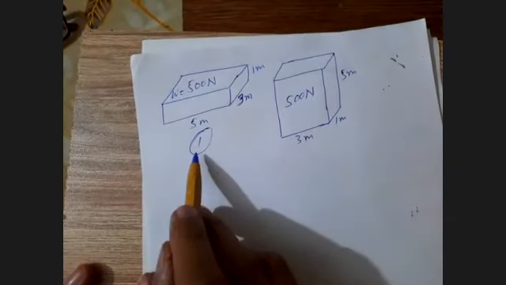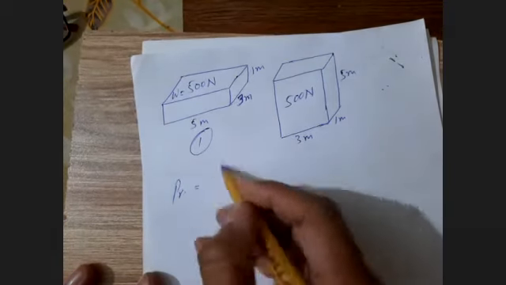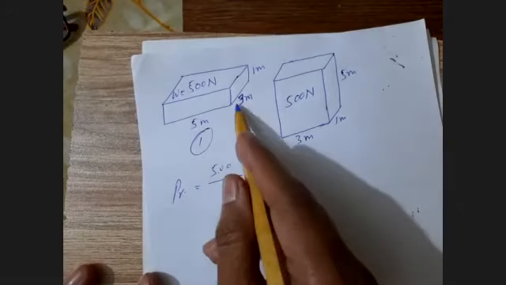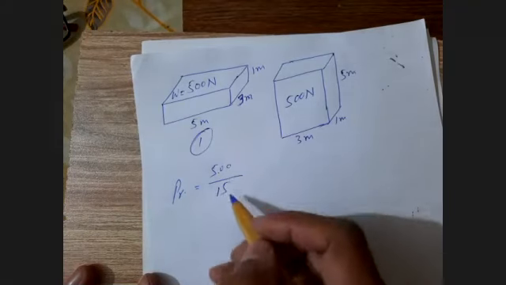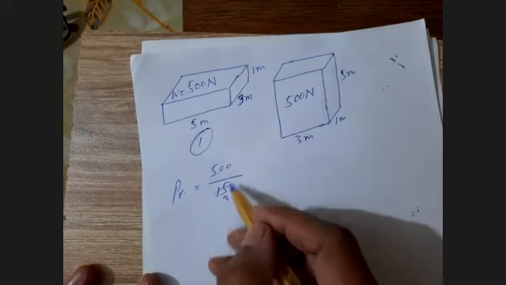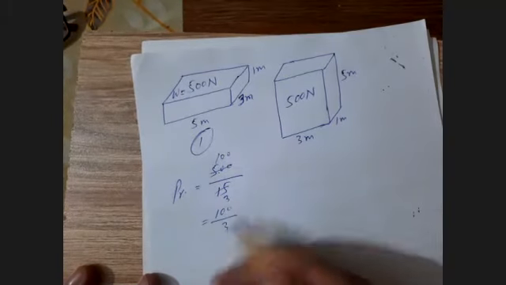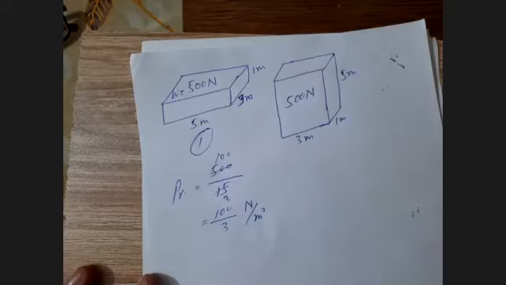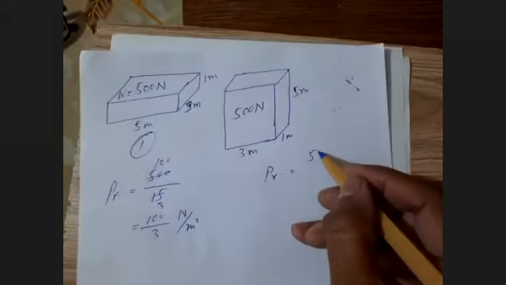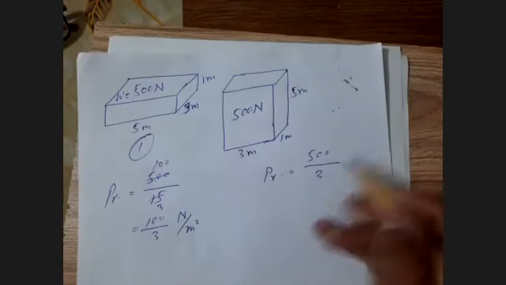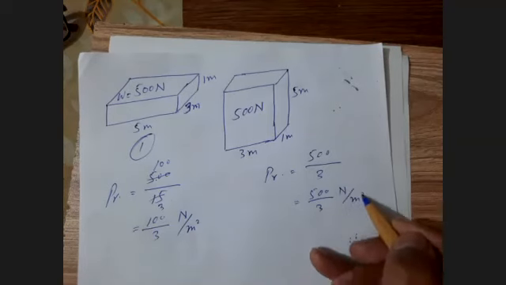in this first case, you can find out the pressure. Pressure is equal to force, 500 Newton, over area. This area, 5 threes are 15. So this will be 500 over 15, which is 100 over 3 Newton per meter square pressure. Now in this case, the pressure is equal to force, 500 Newton, over the area, 3 ones are 3. So this will be 500 over 3 Newton per meter square.